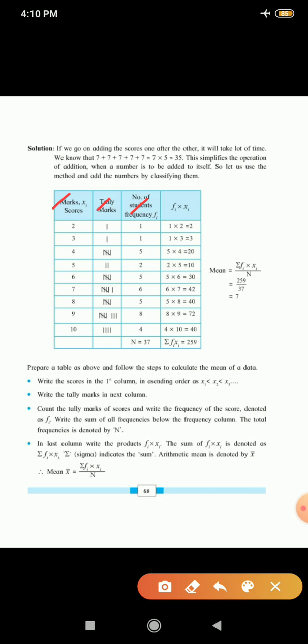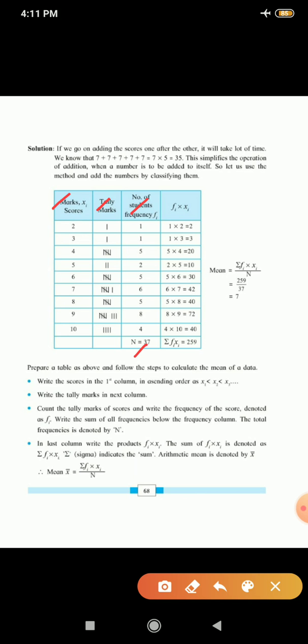Now down it is written n. N is equal to, that means you will total up all these frequencies. 1 plus 5 plus 2 plus 5 plus 6 plus 5 plus 8 equal to 37. Okay, the third column 37. So here the 37 students are there in all.